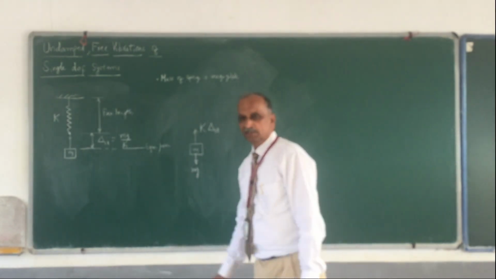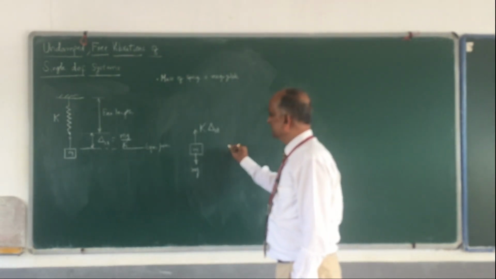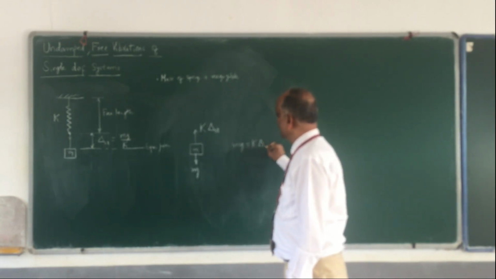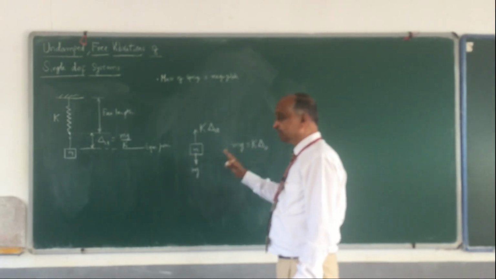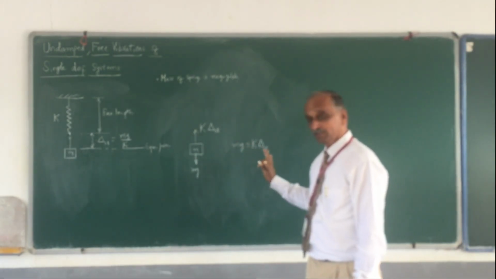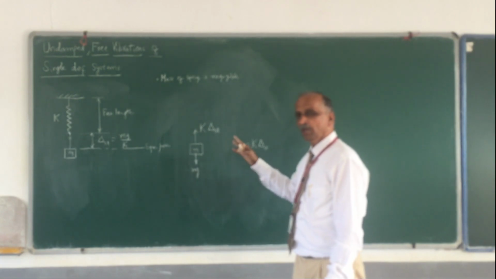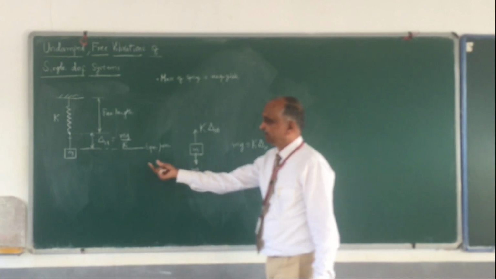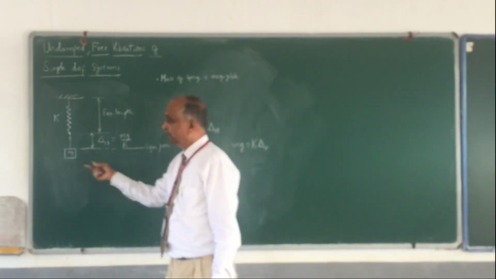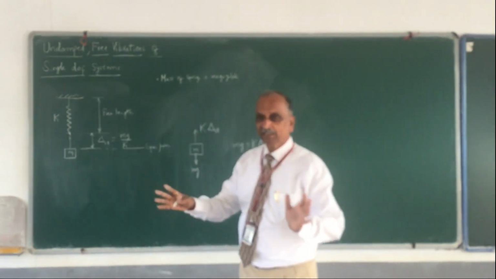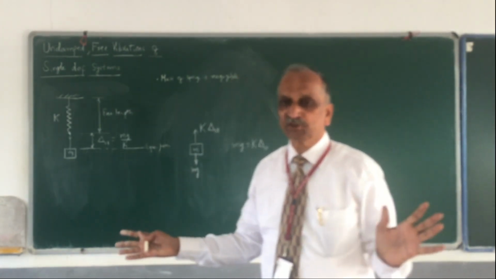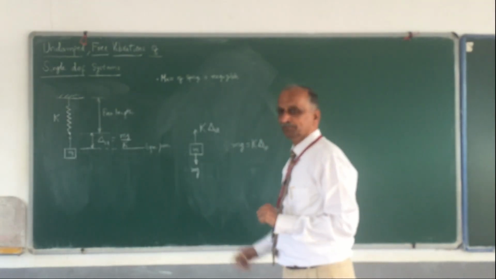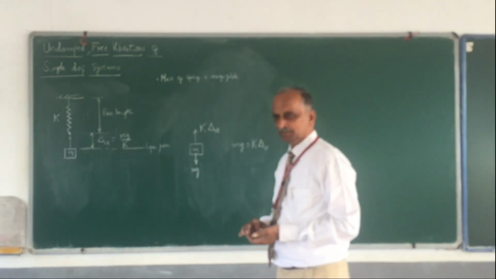K into delta st, and therefore I can say that mg is equal to K into delta st. Please remember, this is not Newton's second law that I have written. What I have done is apply the equilibrium condition. This mass right now is not moving at all, and therefore the forces acting on it must be balanced. In other words, the resultant force must be 0. That's what I have done. So mg is equal to k delta st.